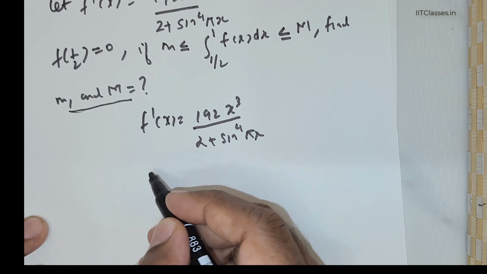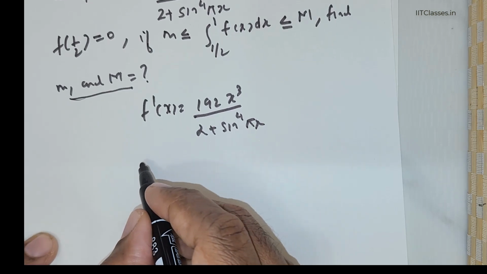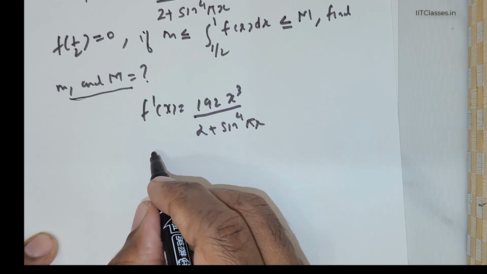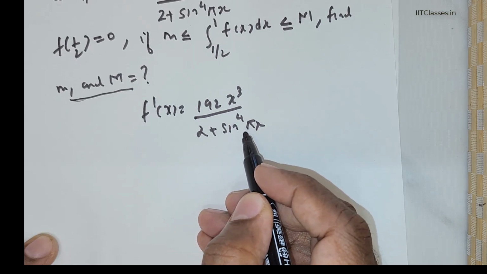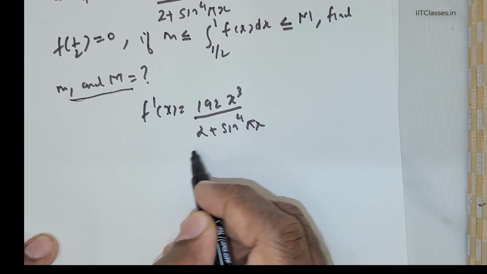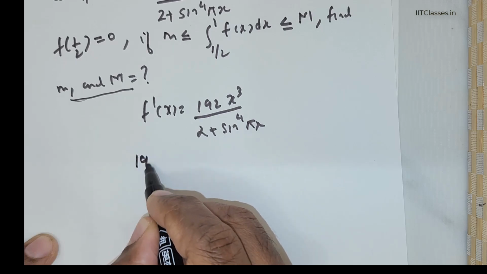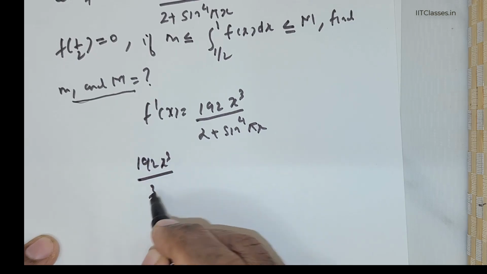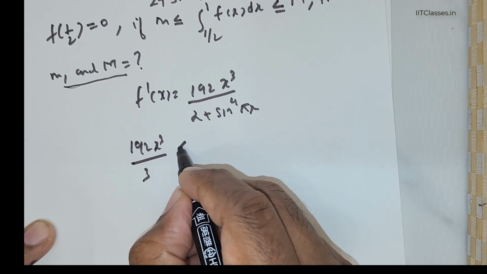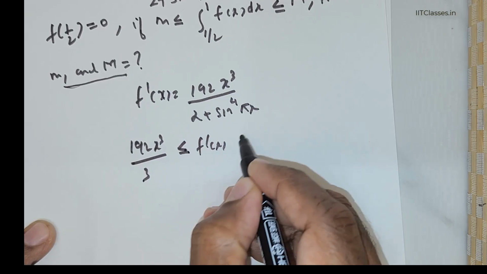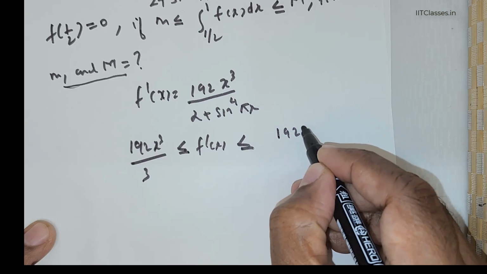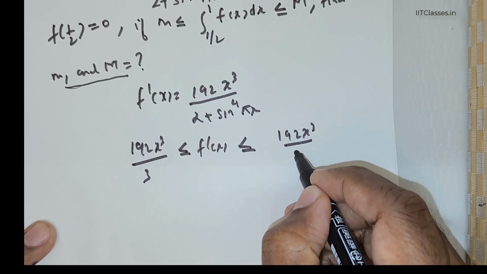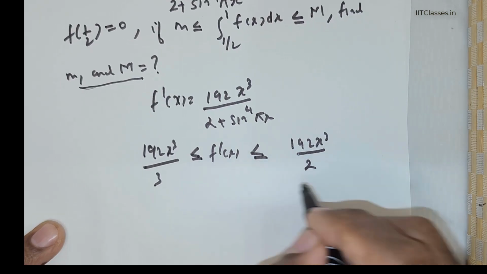So this is given for f dash of x, so I can clearly rewrite f dash of x as a quantity sandwiched between two inequalities. In this case, since I have got sine raised to the power of 4 pi x, this is going to be 192 x to the power of 3 over 3 less than or equal to f dash of x less than or equal to 192 x to the power of 3 divided by 2. So this is a straightforward step.